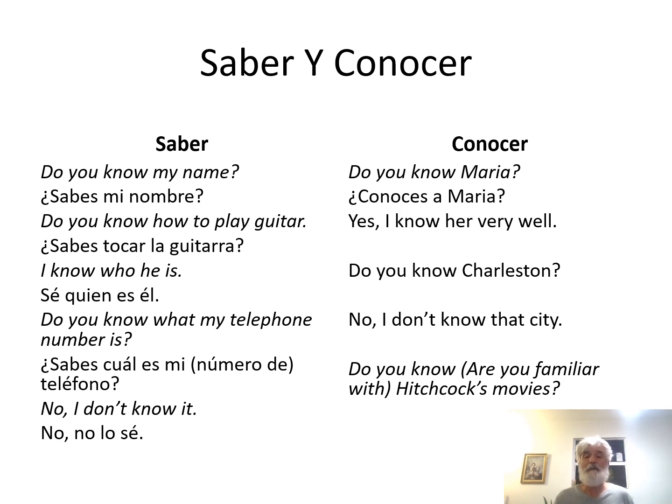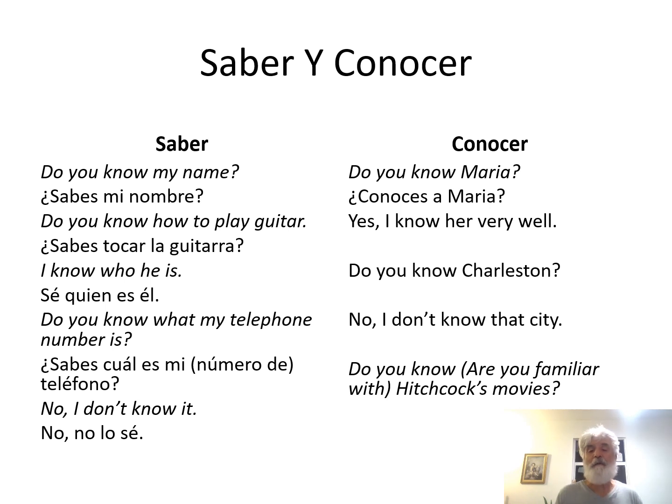Notice that with the verb conocer, when you use conocer with a human being, a person, and this is in your book, you have to put the preposition a. It's called the personal a because it has to do only with persons, right before the name or the mention of the person. So it's not conoces Maria, it's conoces a Maria. You always use the personal a with conocer when you are talking about a person.